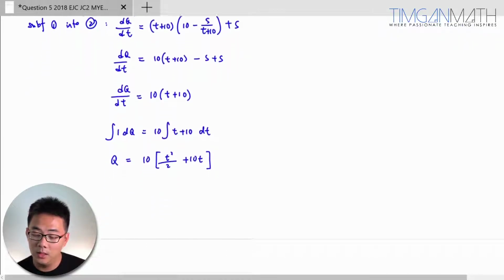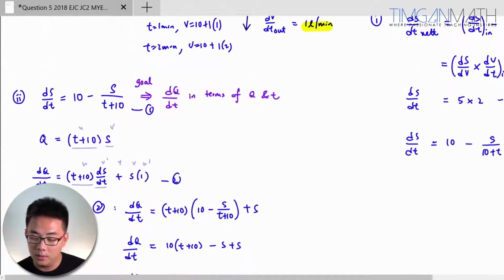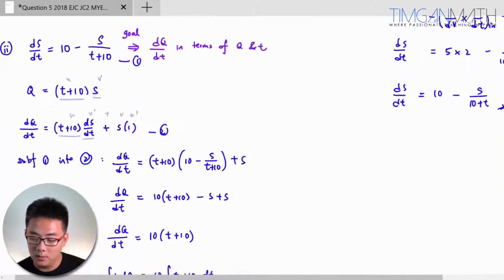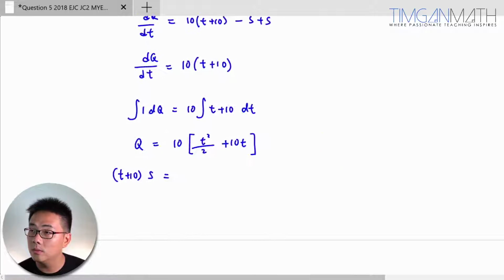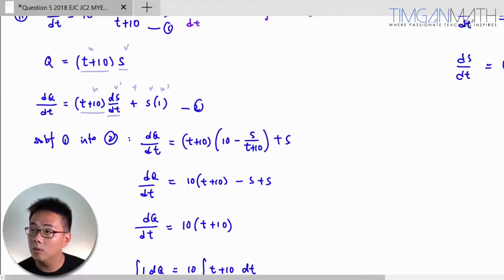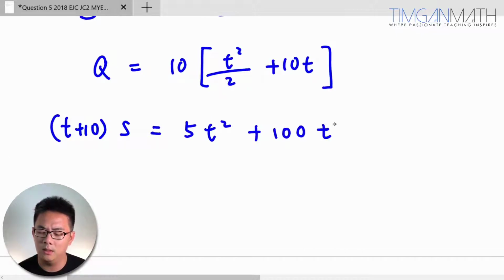I think that's not. So we get q, which is what? Q is actually just t plus 10 times s, set back q, so s, so 10. So I could just multiply 10 in if I want to. You could just multiply in. So this is 5t squared plus 100t.